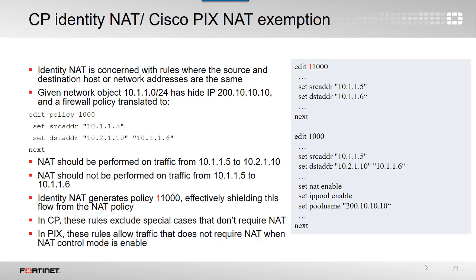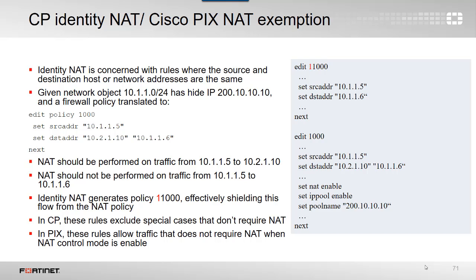For some conversions you can enable identity NAT, which basically generates a policy shielding the flow from the NAT policy. These rules have two purposes. In Checkpoint, we can use these to exclude special cases that don't require NAT. In PIX, we can use these to allow traffic that does not require NAT when the NAT control mode is enabled.